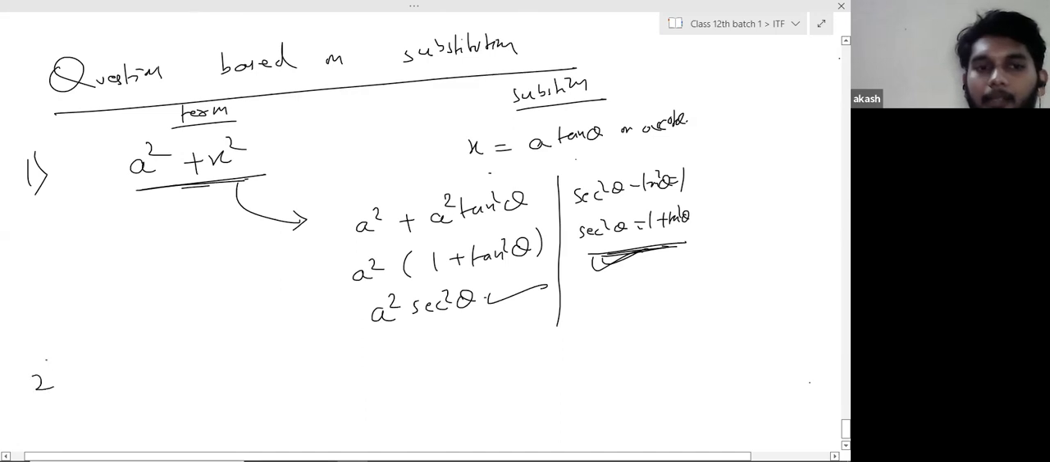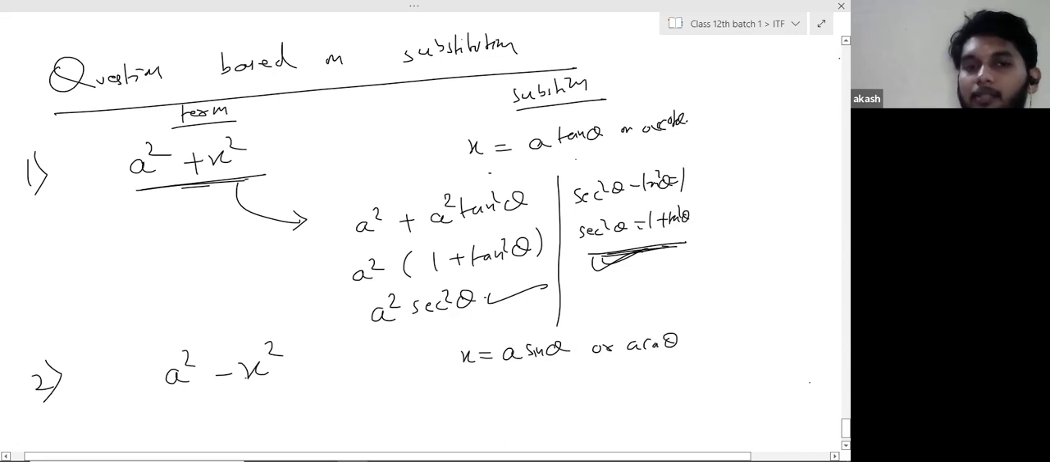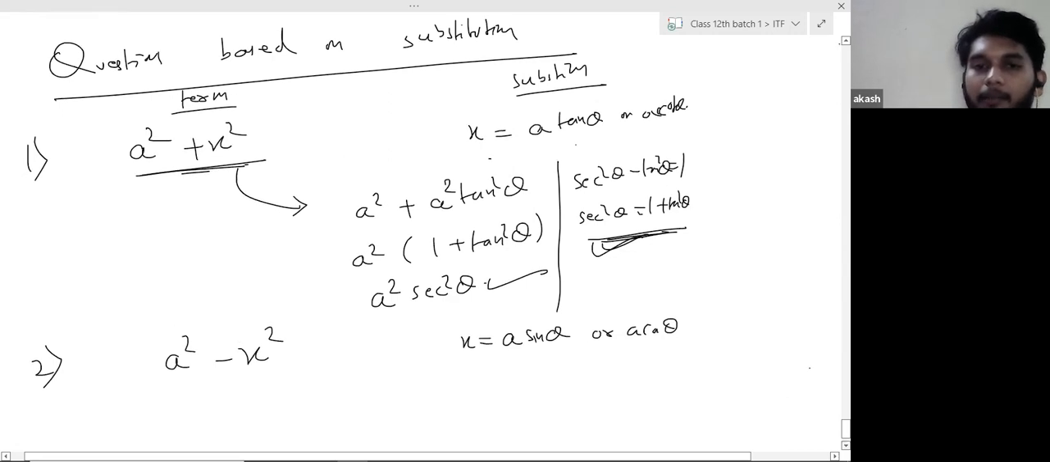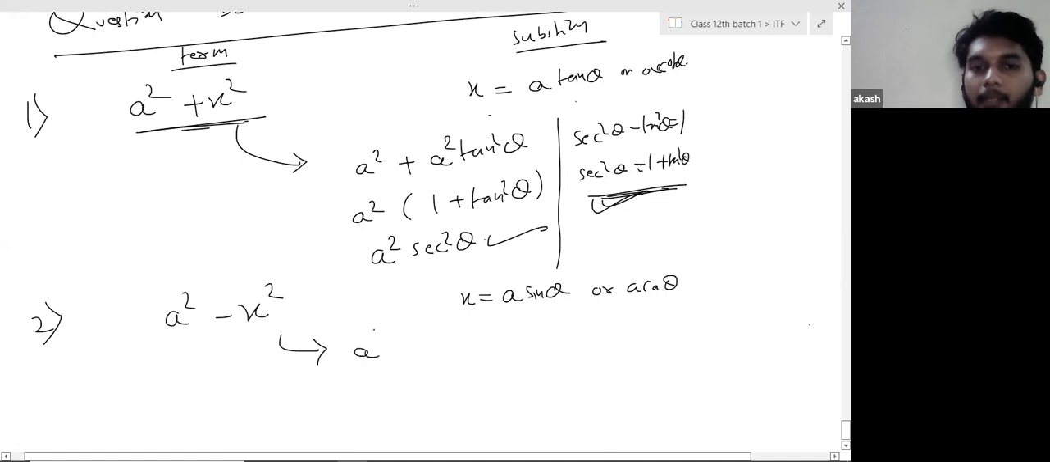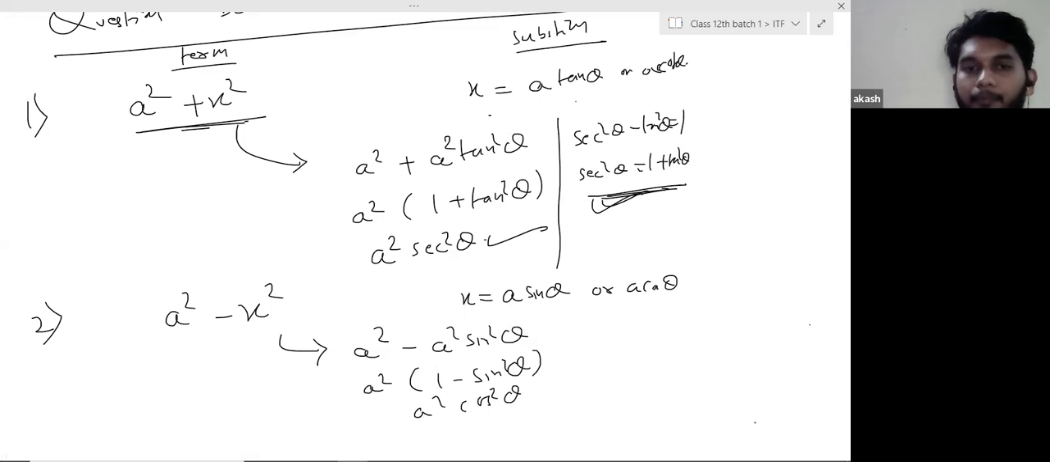All right. Second one, if you see a square minus x square, you can put x equals a sin theta or a cos theta. Same concept. If you put a square minus a square sin square theta, take a square common, then 1 minus sin square theta will be cos square theta, right? So this also makes the question easy to solve. Note it down, then we'll move on.